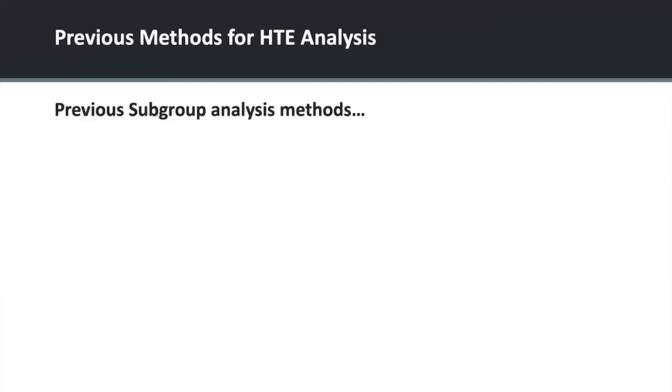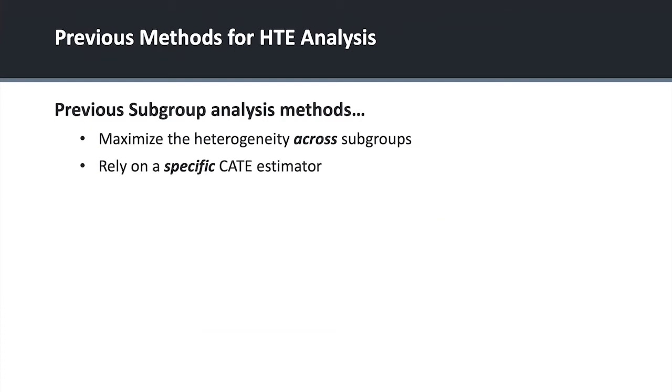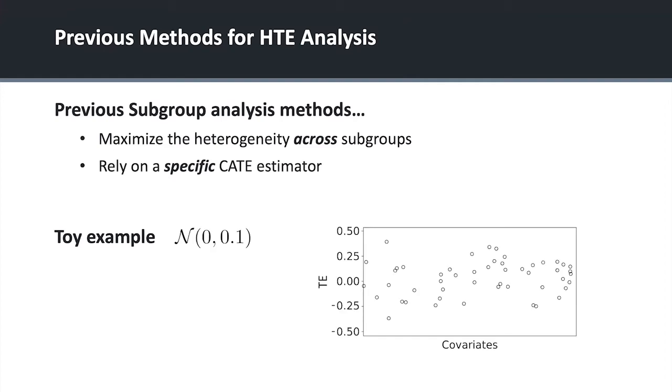In the previous HTE analysis methods, subgroups are identified by maximizing the heterogeneities across subgroups. They often rely on a specific CATE estimator, conditional average treatment effect estimator, decision tree. Suppose the true treatment effect is generated by a Gaussian distribution with zero mean and standard deviation 0.1. Clearly, there are no subgroups.